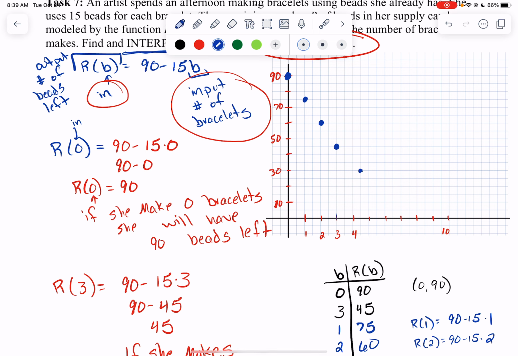So 4, 30. And then we have 5, 15, and then 6, 0, which gives me the point 6, 0. Okay, so there's my graph.